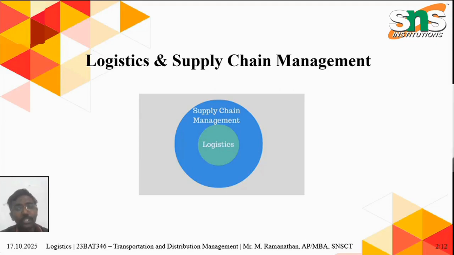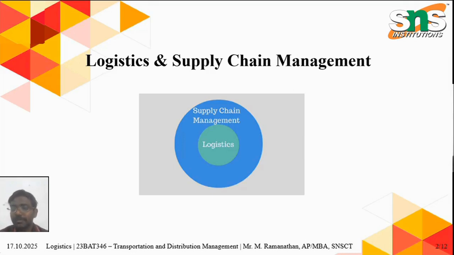raw material can be converted into a finished good and it reaches the end customer. The movement of raw material, from the raw material till the finished good reaches the end customer, we will be calling supply chain management. The movement of material like raw material, work in progress, finished good, and that finished good has to reach the end customer for the usage of that particular product. This complete process we will be calling supply chain management.